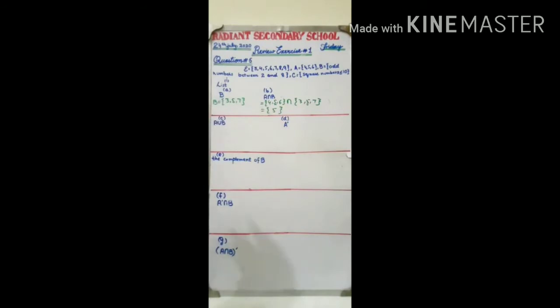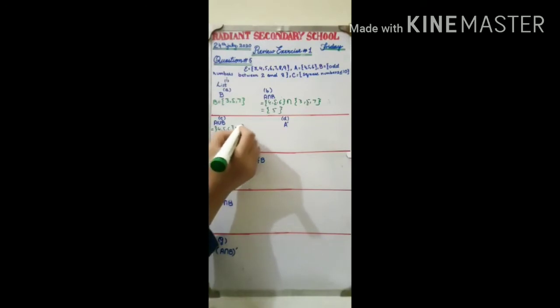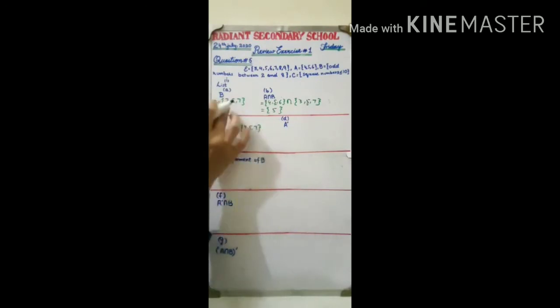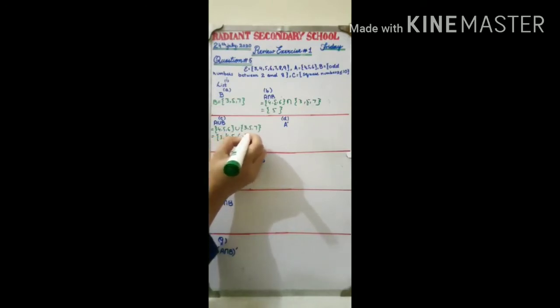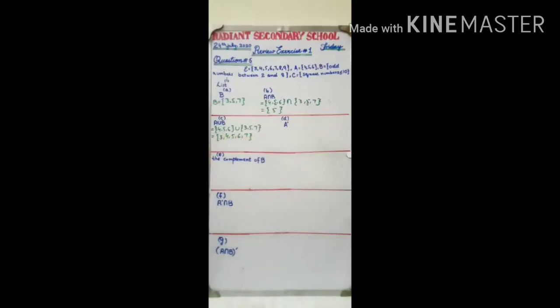Now come on C part. In C part we have to find A union B. A set is 4, 5, 6. Union B set. B set is 3, 5, 7. This one. Okay. Union, you have to arrange these elements. It will become 3, 4, 5, 6, 7. Okay.